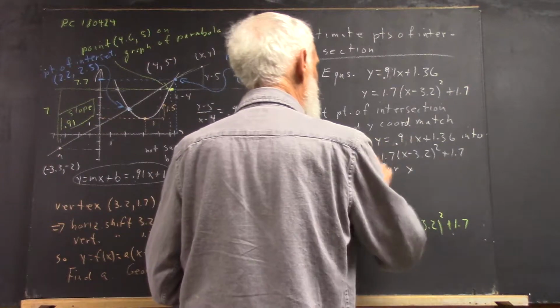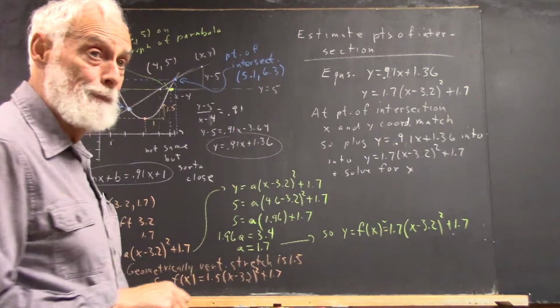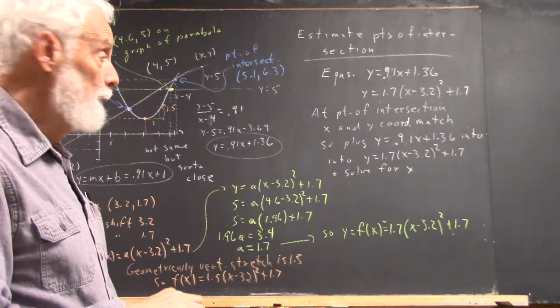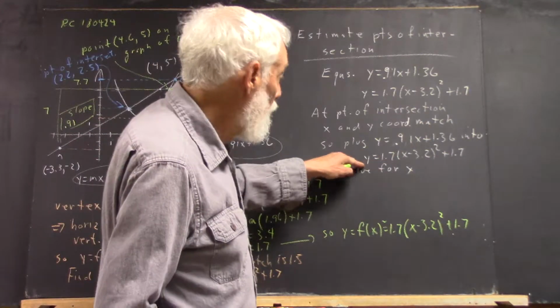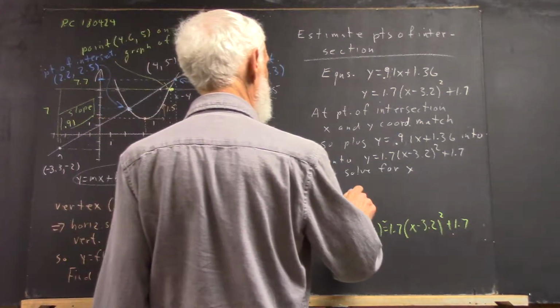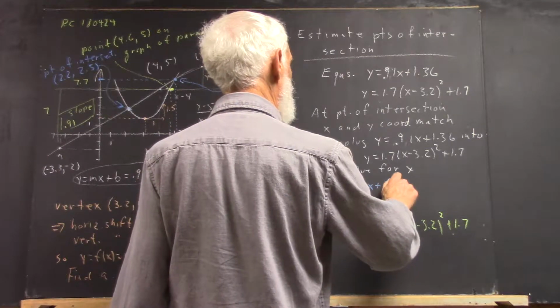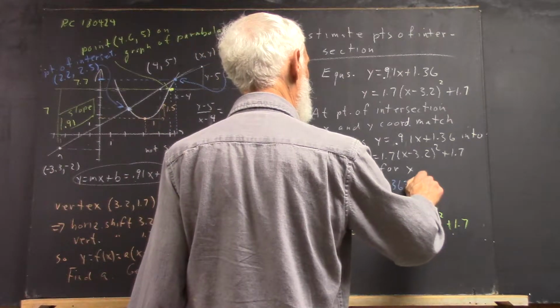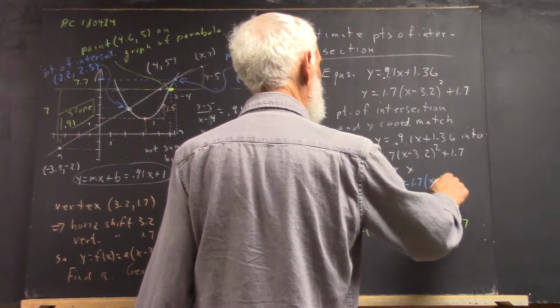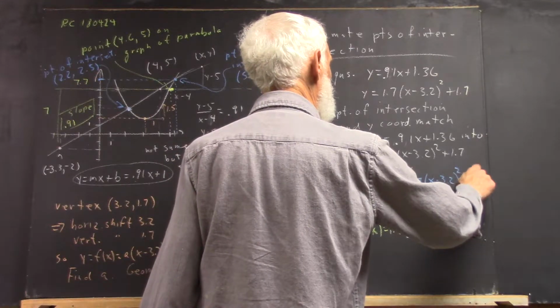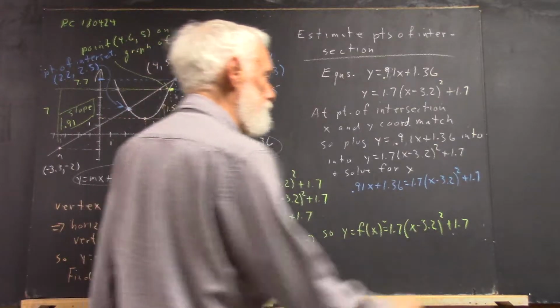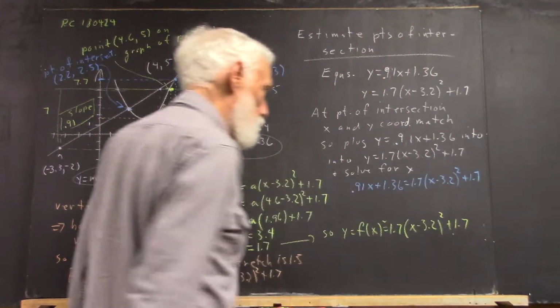So we plug this into this and solve for x, right? Well, what do we get if we plug this in for y? We get 0.91x plus 1.36 equals 1.7 times (x minus 3.2) squared plus 1.7. Okay?